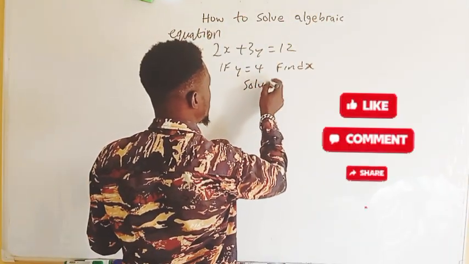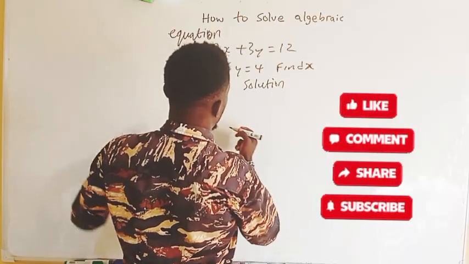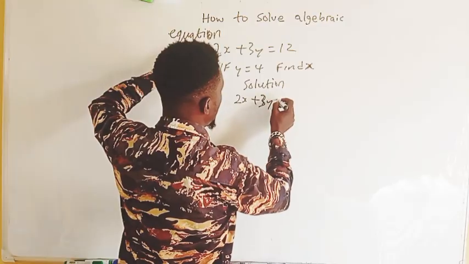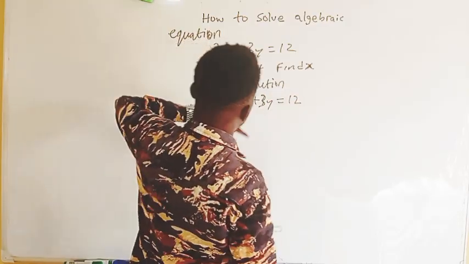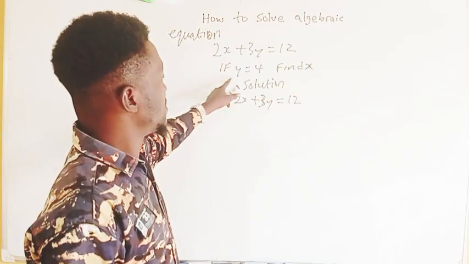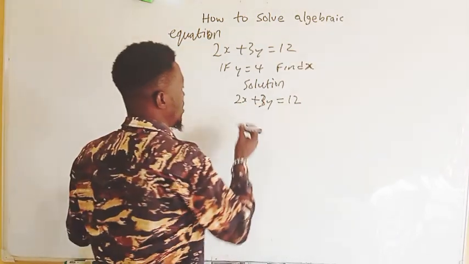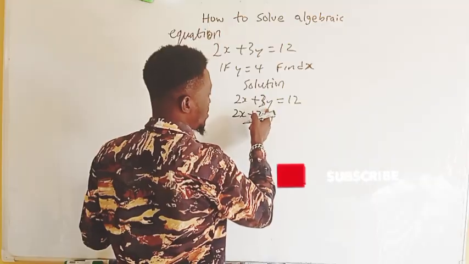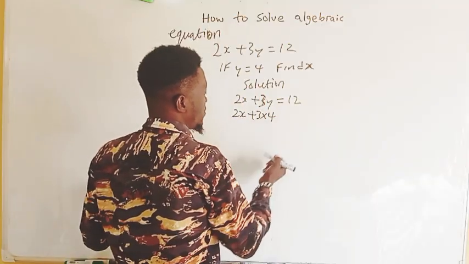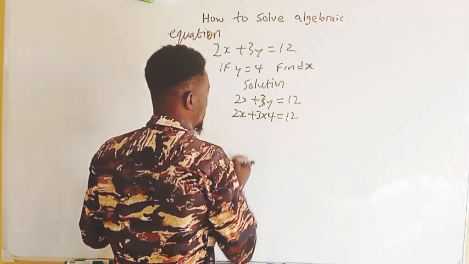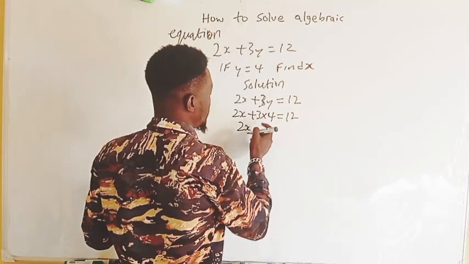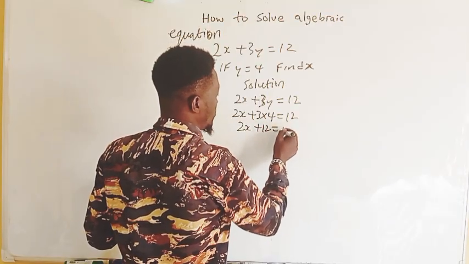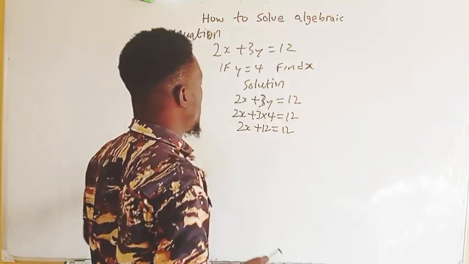So let's go back to our question. Let me see the solution. The initial question was 2x plus 3y is equal to 12, isn't it? And we're told that anytime you see y, represent it as 4. So you say 2x plus 3 times 4, because y is represented as 4, is equal to 12, isn't it? So 3 times 4 is 12. So 2x plus 12 is equal to 12, isn't it?